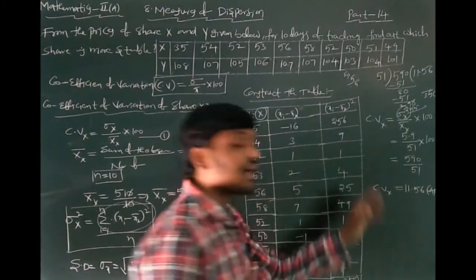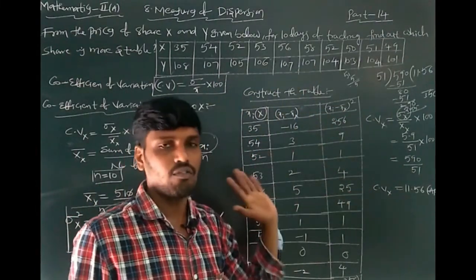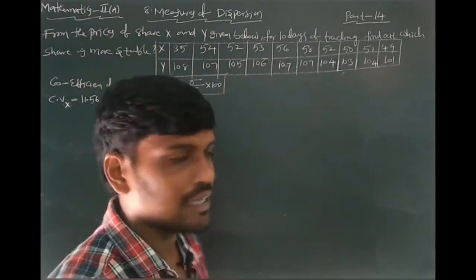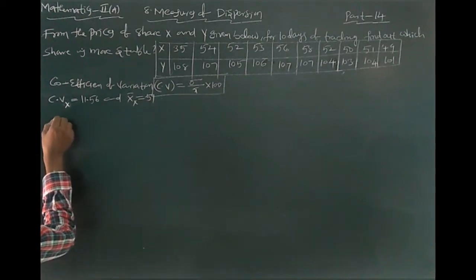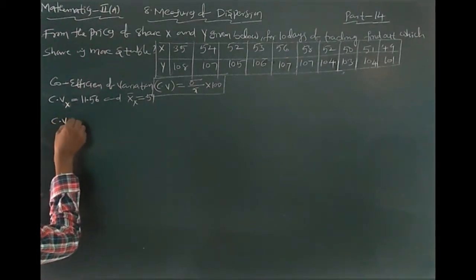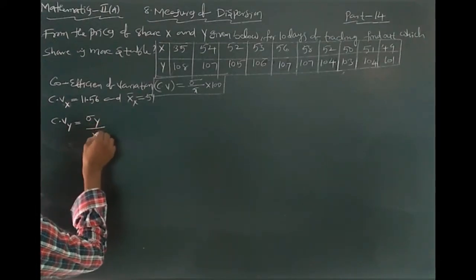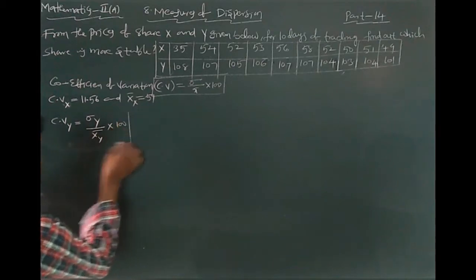The approximate coefficient of variation of x share is 11.56. X share coefficient of variation and arithmetic mean are completed. Next it goes to y share. The formula for the coefficient of variation of y is C.V. y equal to sigma y by y bar into 100. This is the formula.